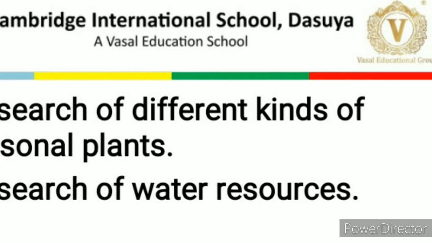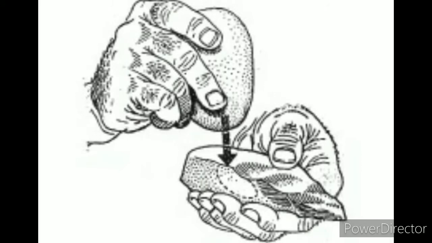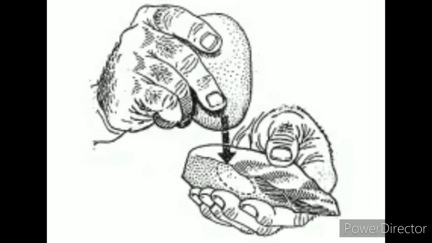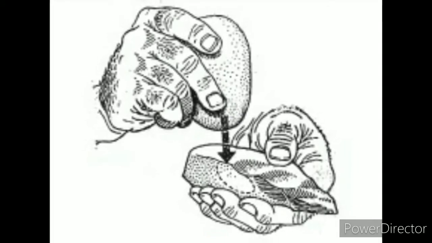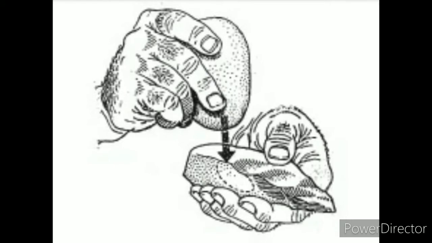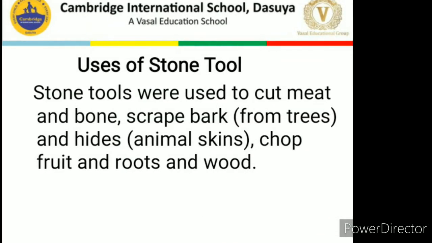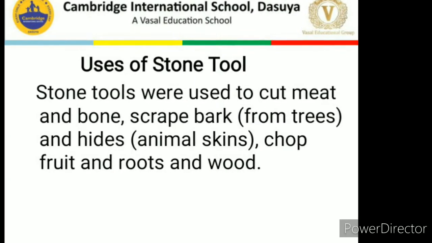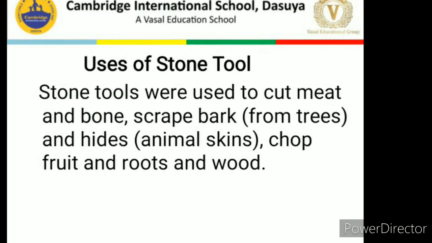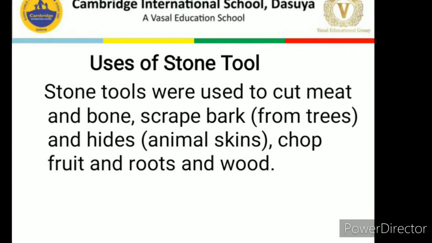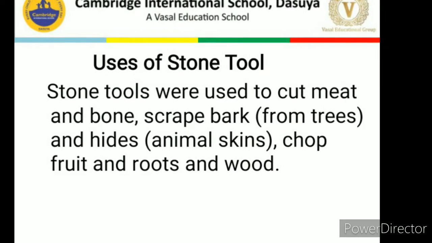Now our next topic is stone tools. The archaeologists have found various sites from where they have found different types of stone tools. But how was the early man using them? These tools were used to cut meat and bone, scrape bark and hides, and chop fruit, roots and wood.